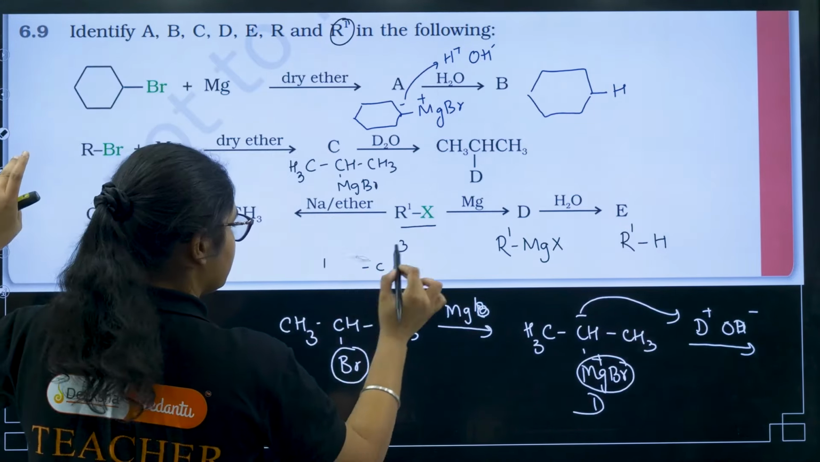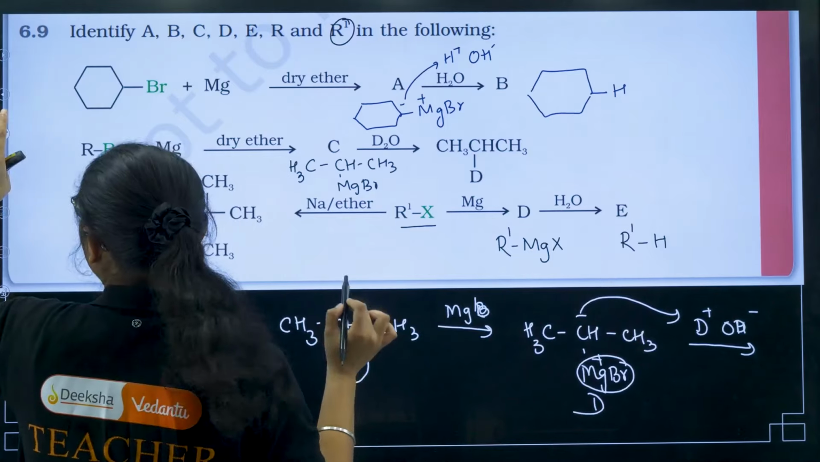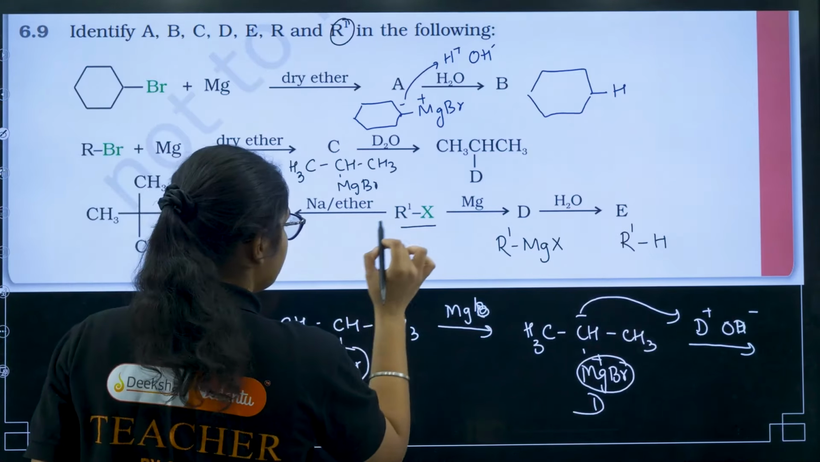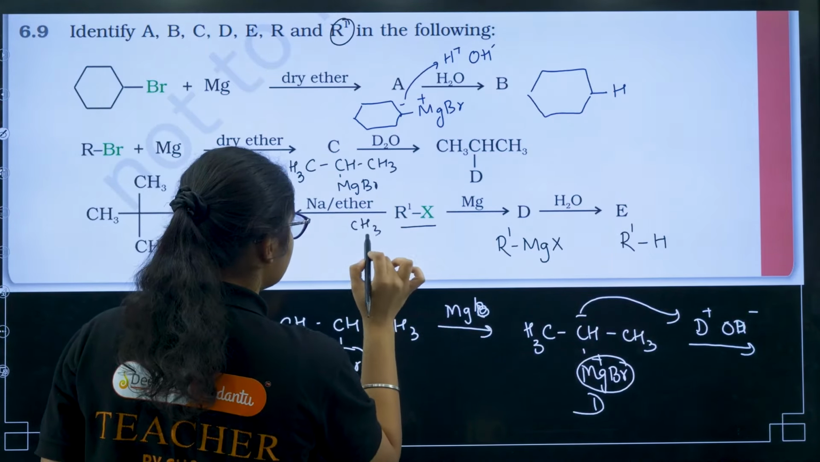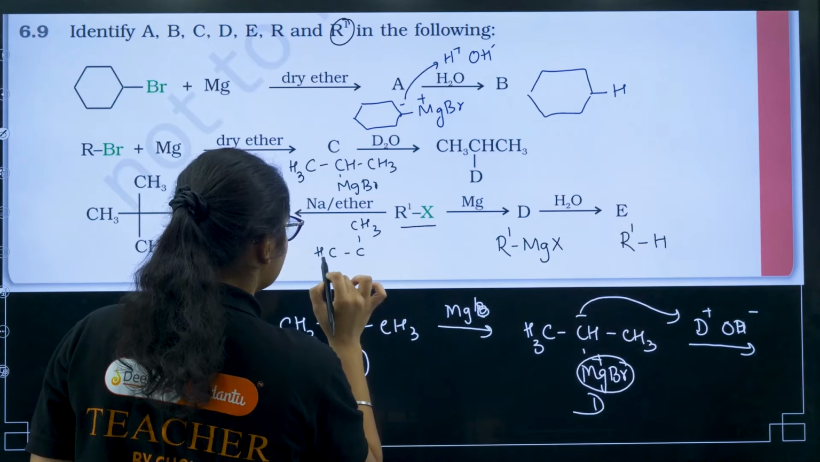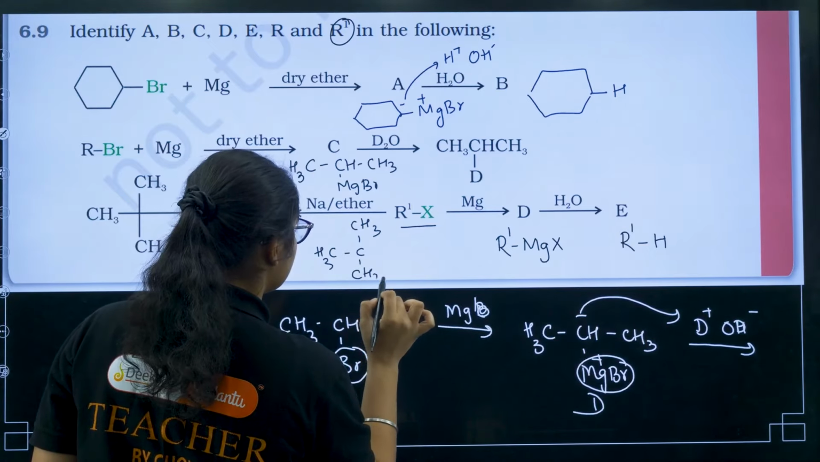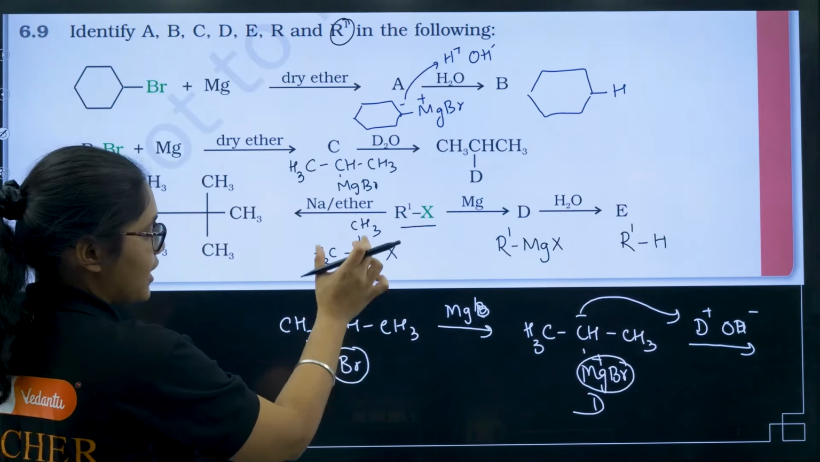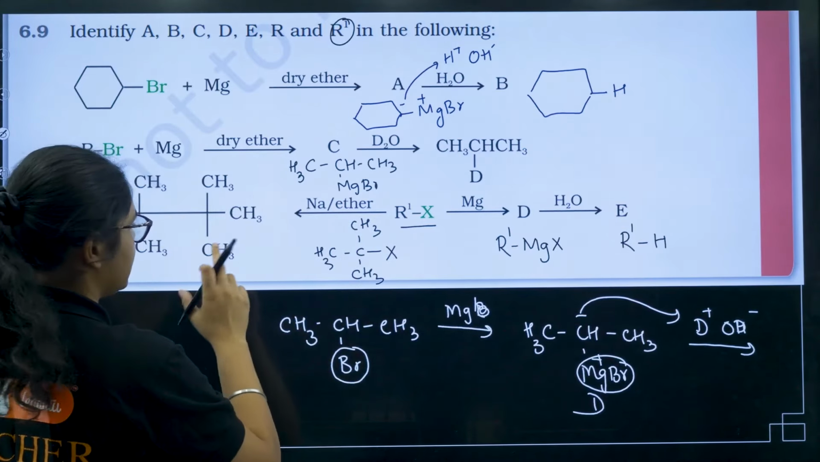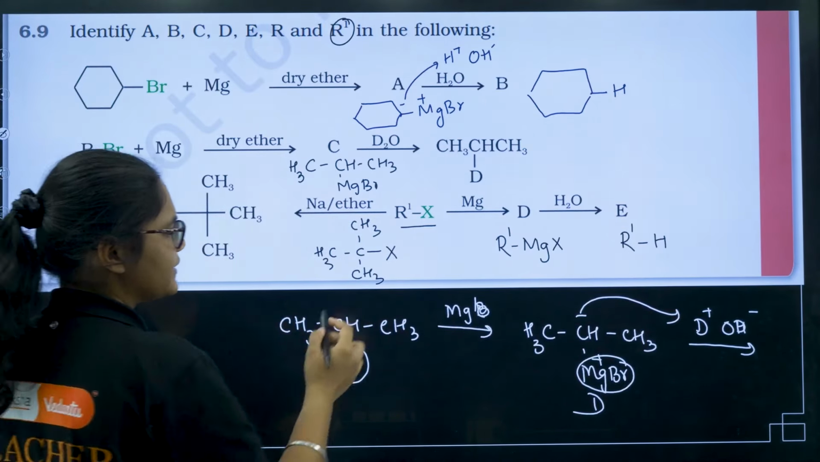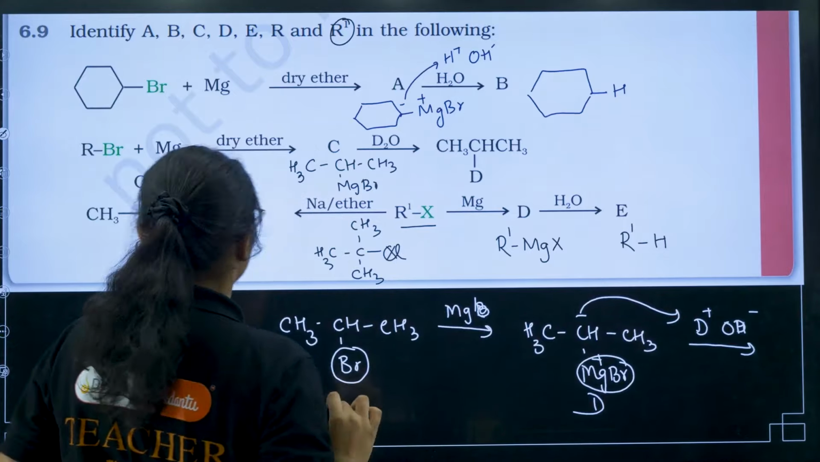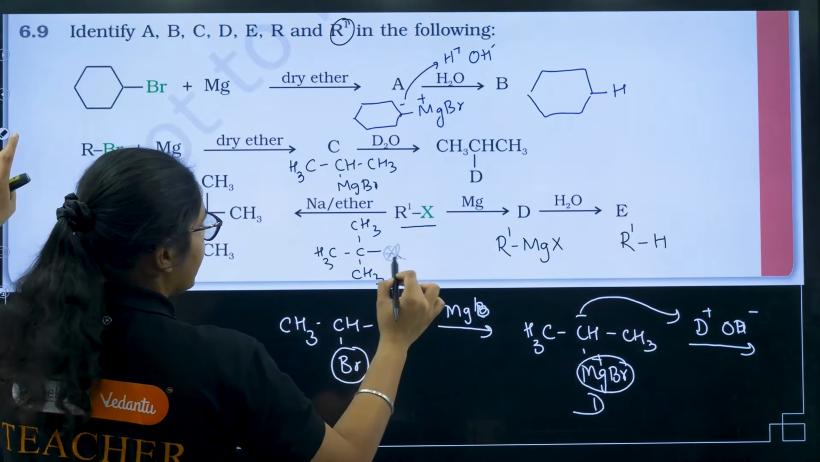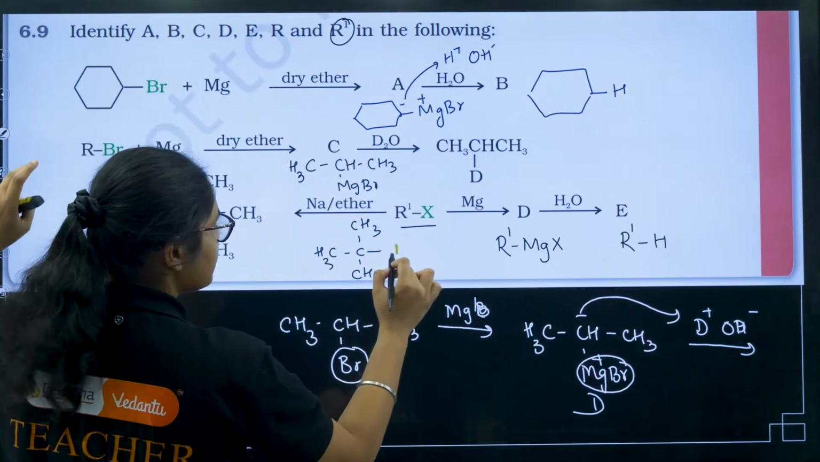Let me write it down properly like this. This must be CH3 C CH3 CH3 and X, right? So this is your RX group, so that's why it will react very easily to give you this one. Here X you can take anything, you can take chlorine, for example, bromine, anything you can consider, right?